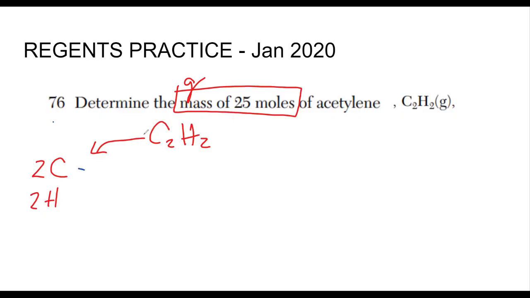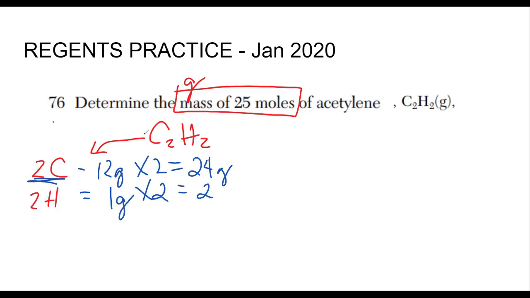Carbon is about 12 grams. I have 2 of them, so I'm going to go with 24 grams. Hydrogen is very tiny. It only has a mass of 1 gram. I have 2 hydrogens, that's 2 grams. So in total, the mass of acetylene is 26 grams for every 1 mole. So 26 grams per mole means that for every 1 mole, I have 26 grams.